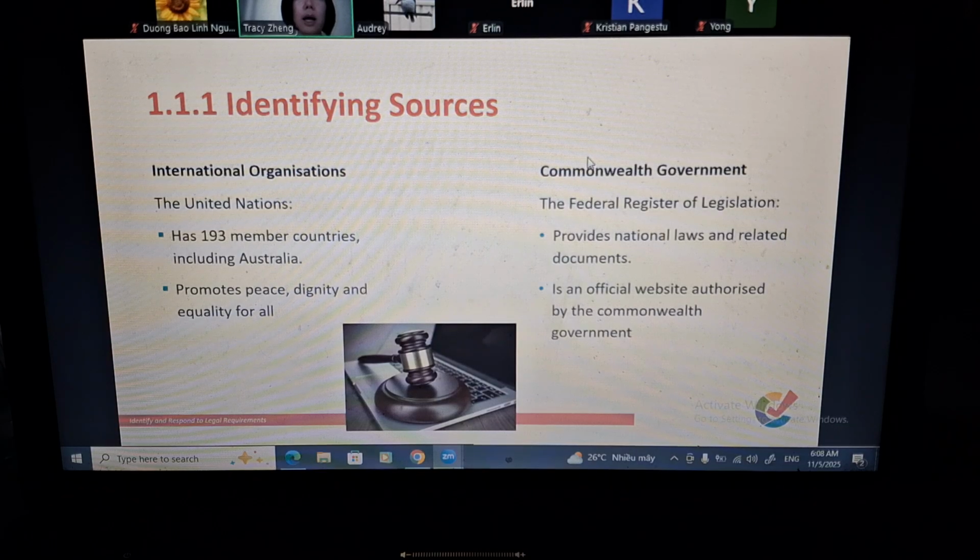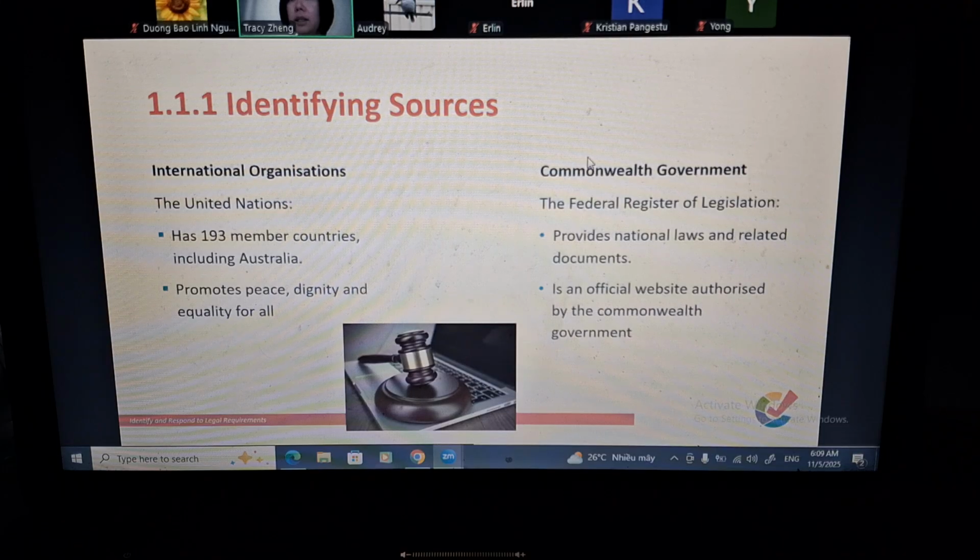So we need to understand that firstly we can find that information from the United Nations or the World Health Organization. And now back to Australia, we can definitely get legal information from the Commonwealth government, like we always say, the federal government. They provide national laws and related documents. For example, across the whole of Australia, regardless of state, we have the work health and safety legislation.